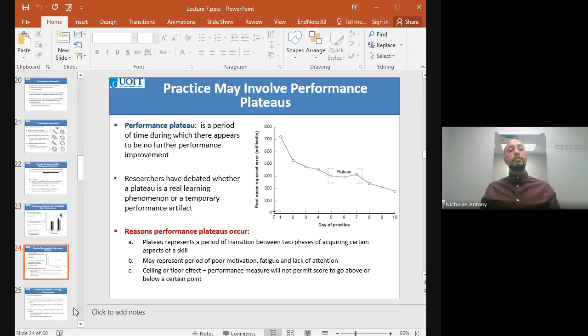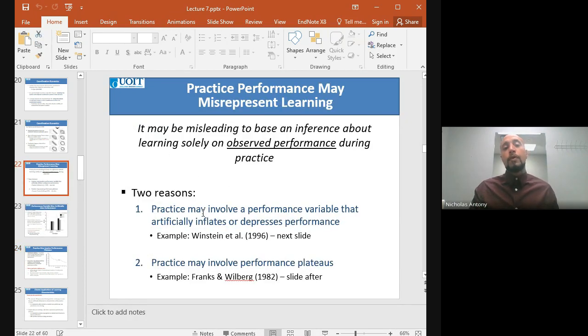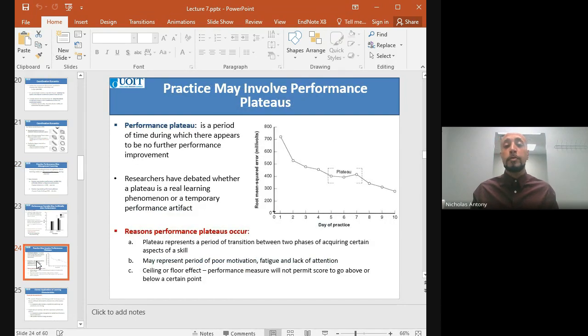So does that make sense, everyone, in terms of performance plateaus? So there are observable characteristics to infer that we're learning. We can measure it through those 4 performance type measurements, but measuring performance during practice doesn't always let us know that they are learning, because of potentially the performance variable inflating or deflating performance levels, or performance plateaus.